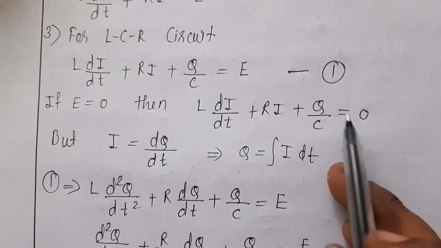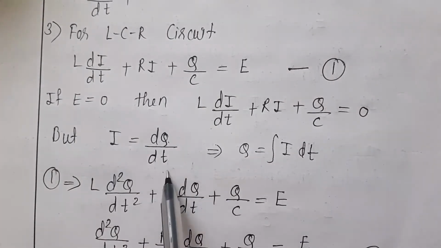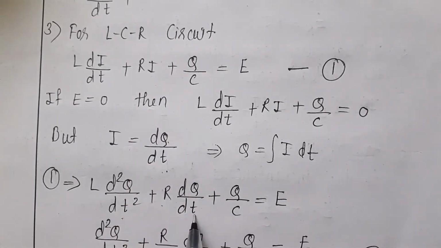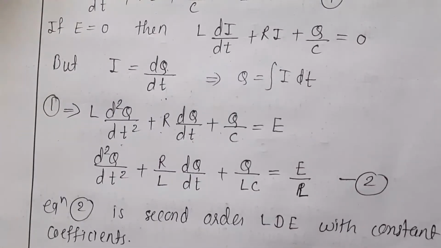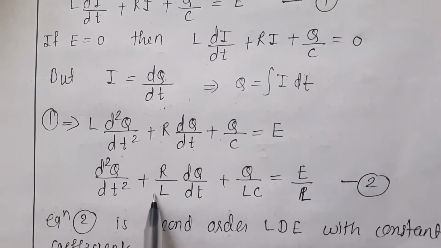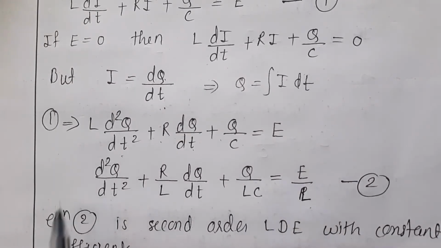So this equation number 1 becomes L di by dt. In place of I we substitute dq by dt, so it becomes L d2q by dt square plus Ri, I is dq by dt, plus Q by C, it is equal to E. Now if we divide this by L, then d2q by dt square plus R by L dq by dt plus Q by LC is equal to E by L. This is a second order non-homogeneous differential equation because the right hand side is present.